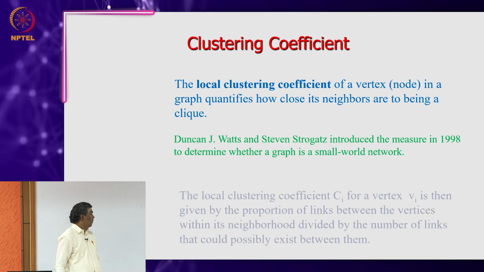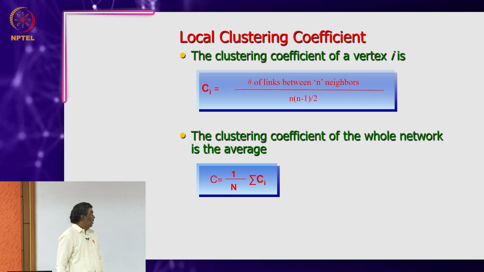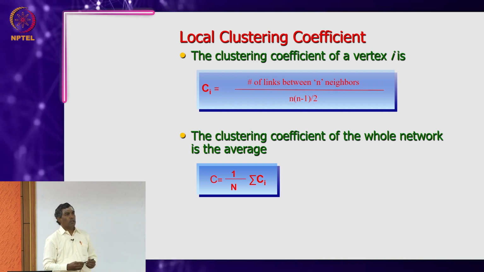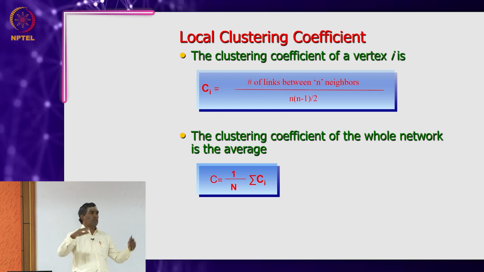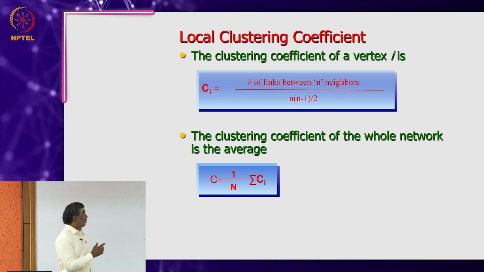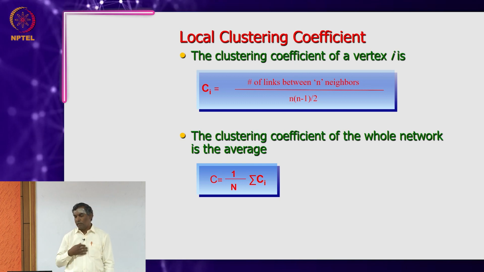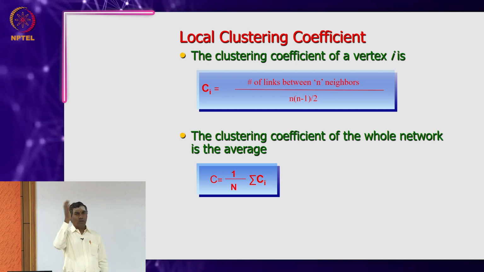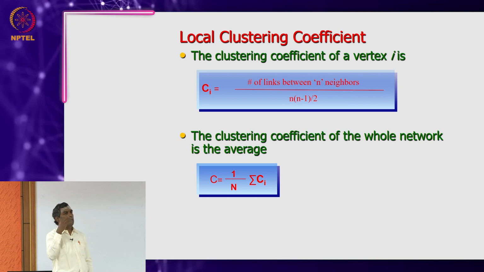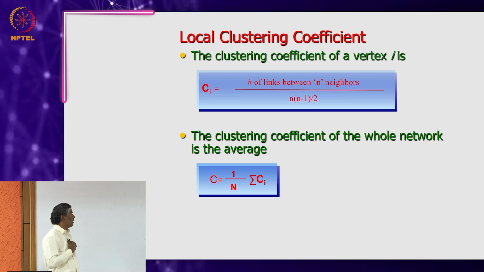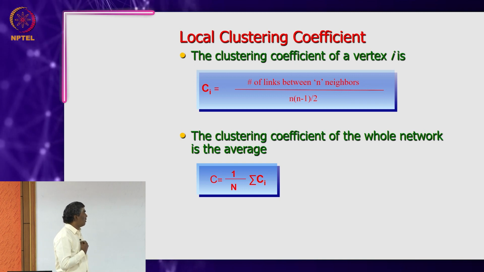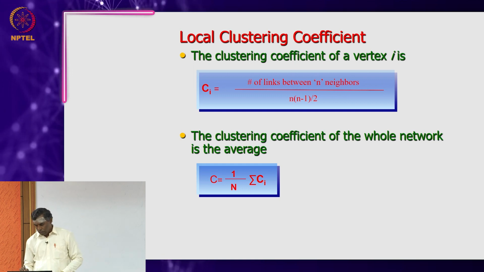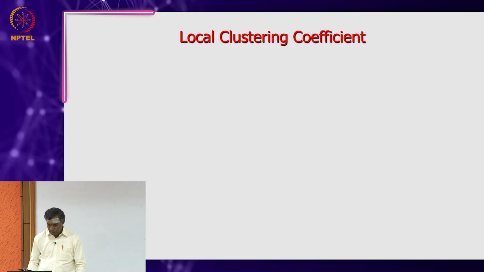There are 2 types of clustering which I have mentioned here. One is local clustering, the other is global clustering. Local clustering you can do by the number of links between the neighbors. Global clustering is to find all the local clusterings and then divide by the total number. That is the logic. Let us look into this. I think I have a graph example.